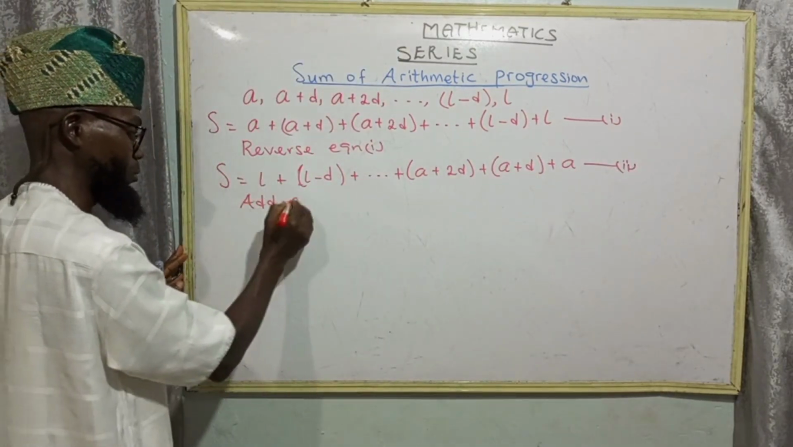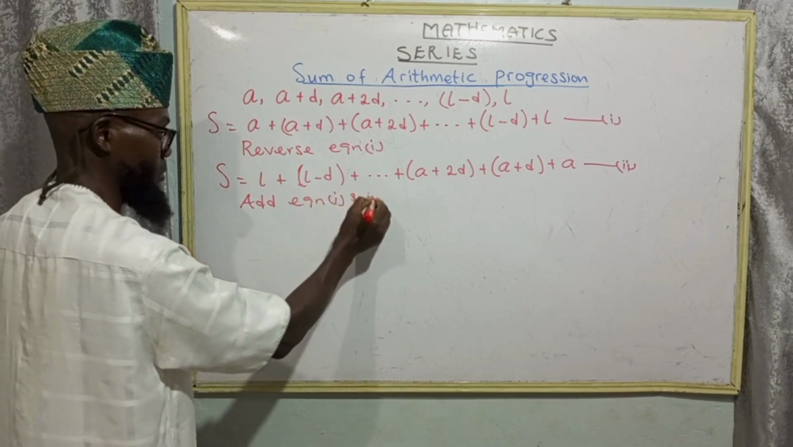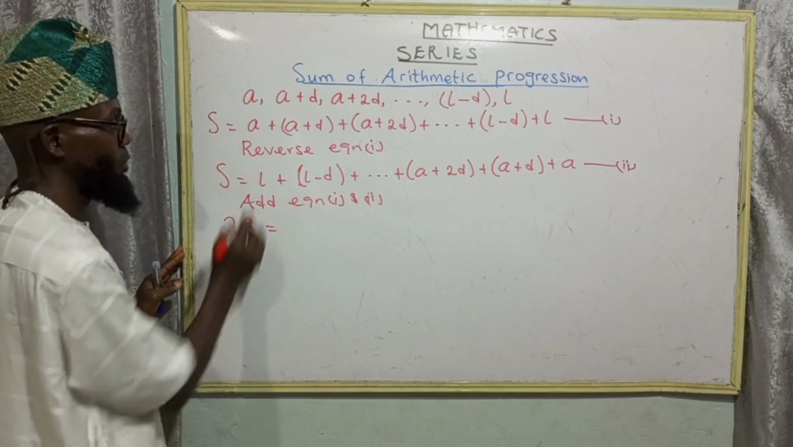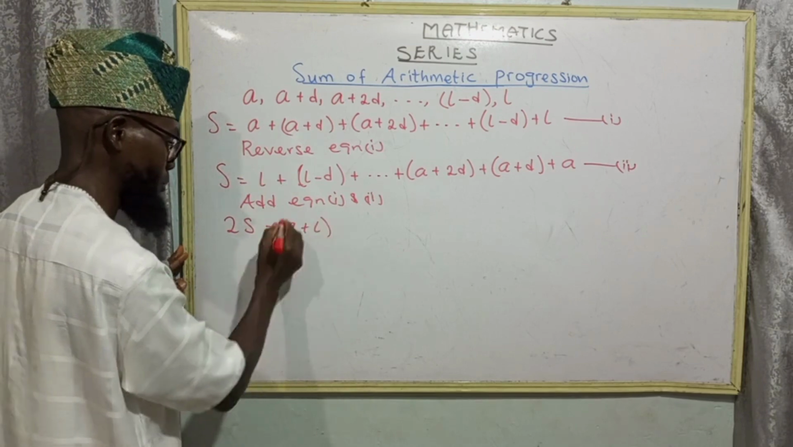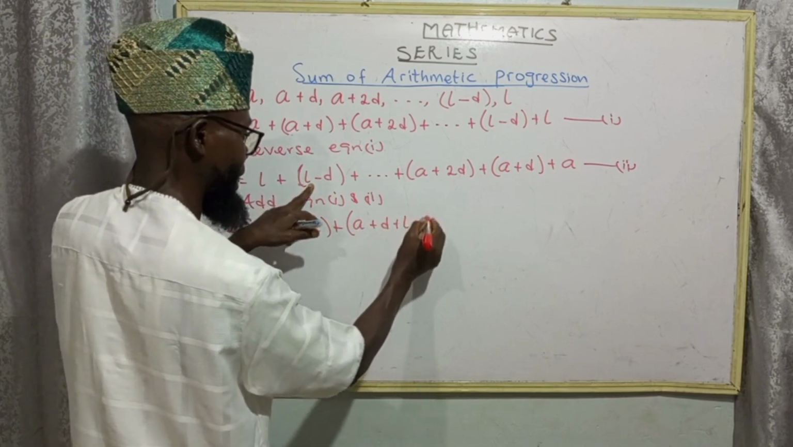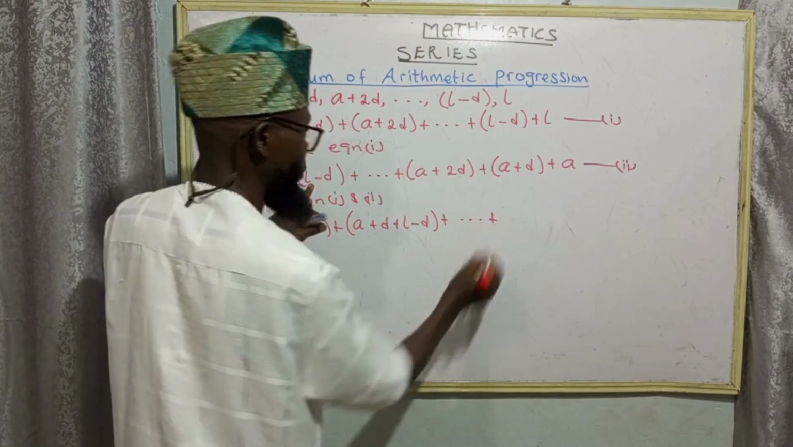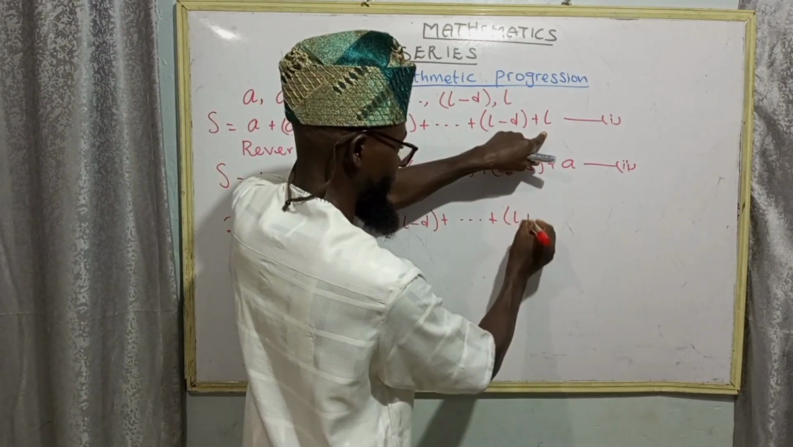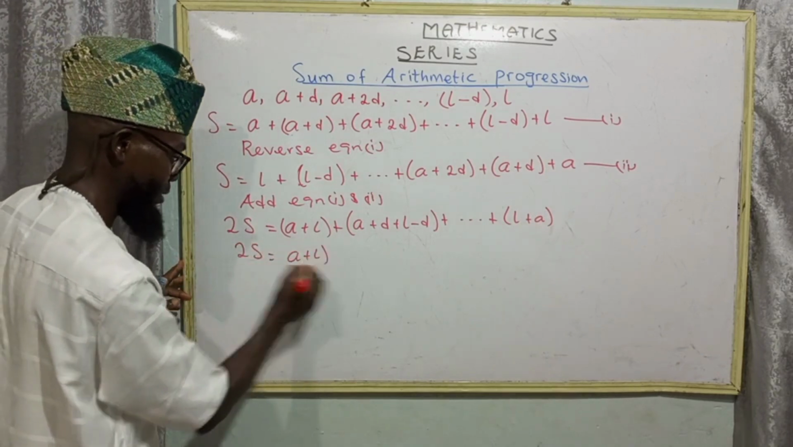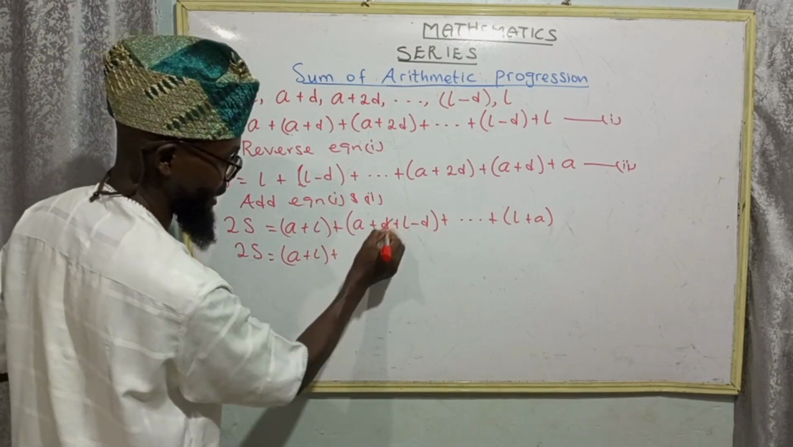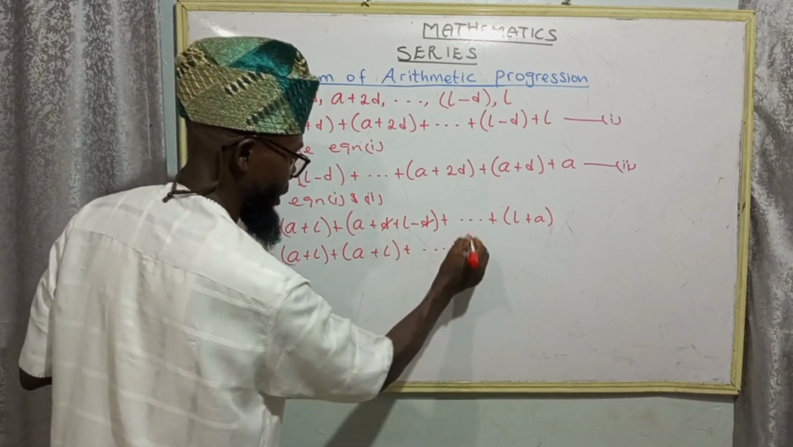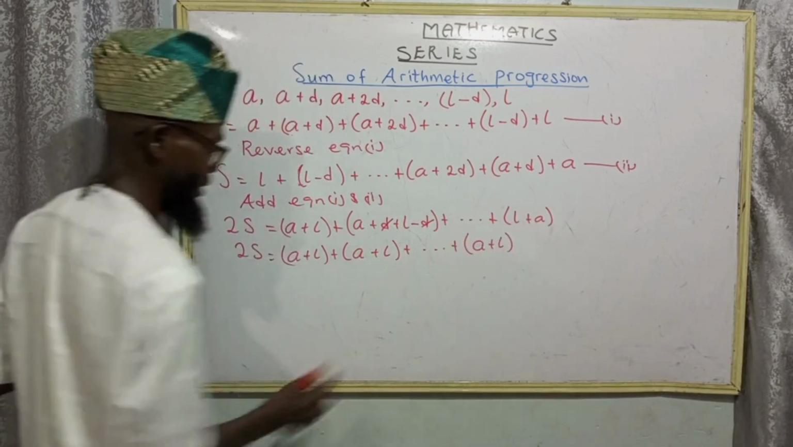Add equation 1 and 2. We get S plus S, so 2S is equal to (A plus L) plus (A plus D plus L minus D) plus ... till we get to the last term, which is L plus A. So 2S is equal to A plus L, then the D minus D cancels. We are left with A plus L, then plus, till we get to the last one, A plus L. We interchange this.